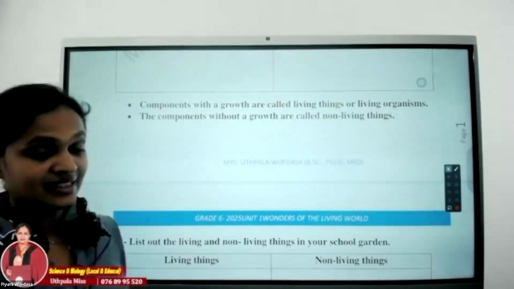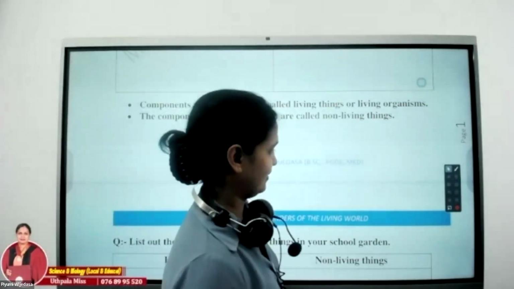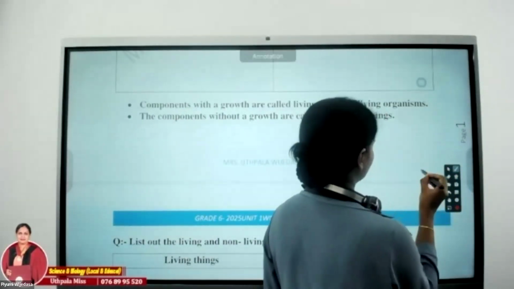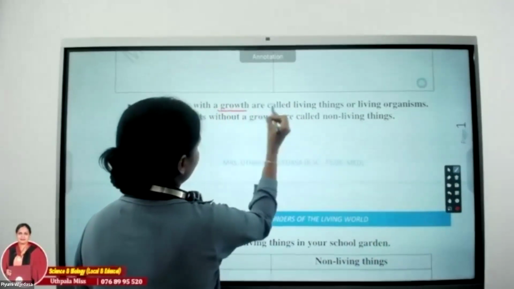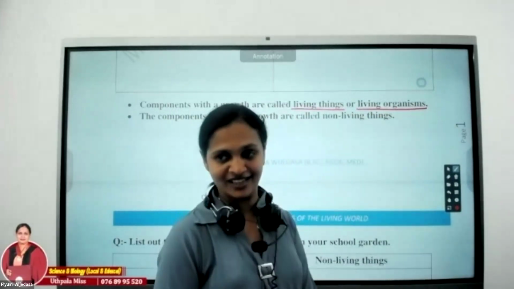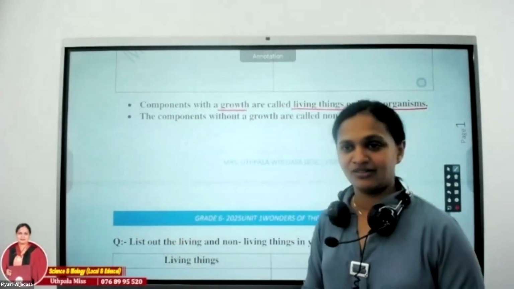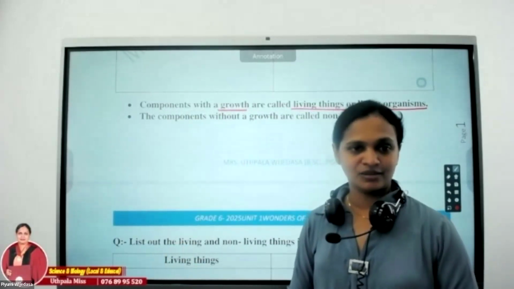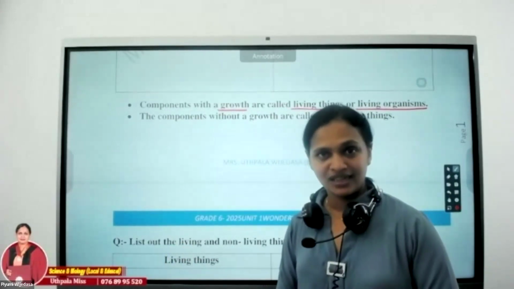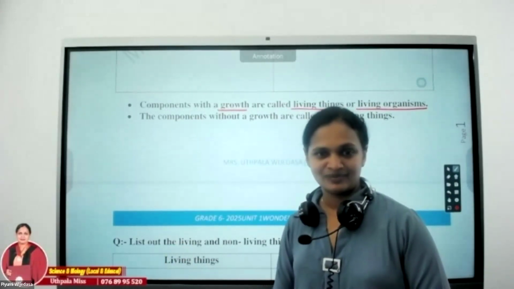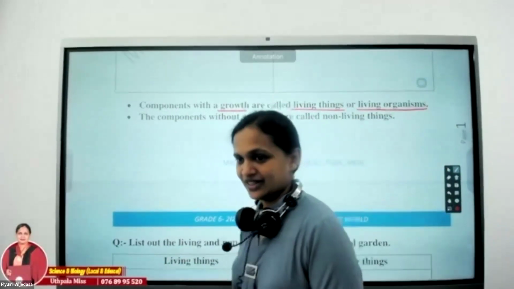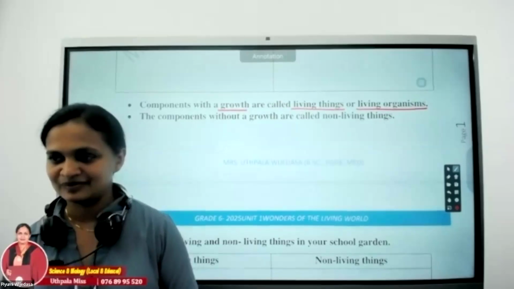Components with growth are called living things. Very important. Components with growth are called living things or living organisms. The components in the environment that can grow are known as living things. Do we need to highlight? Yes, highlight or underline. If you have a highlighter, you can highlight it.